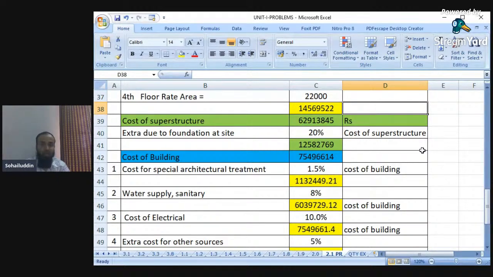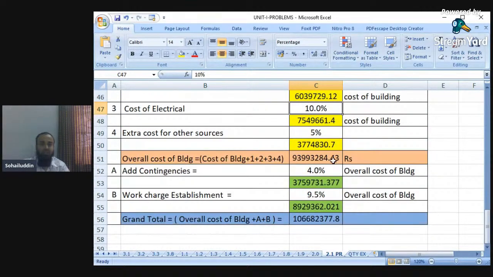Next is the cost of special architectural treatment. It is 1.5% of the cost of building as usual, so it comes about 1132449.21. Next is water supply, 8%. It comes about 6039729. Next is 10% cost of electrification. It comes about 7549661. Next, extra cost for other sources is 5%. It comes about 3774830.7.